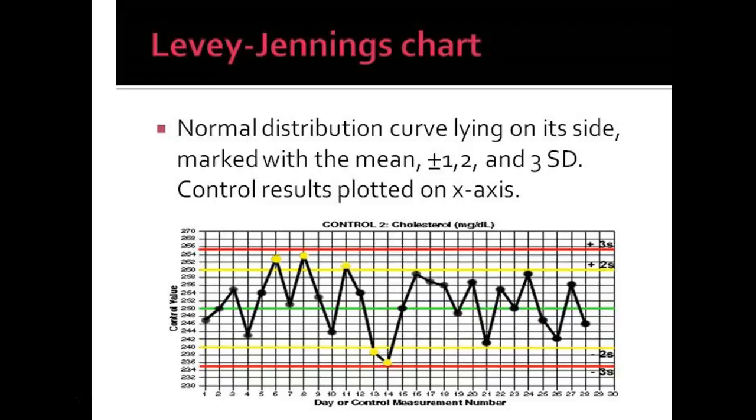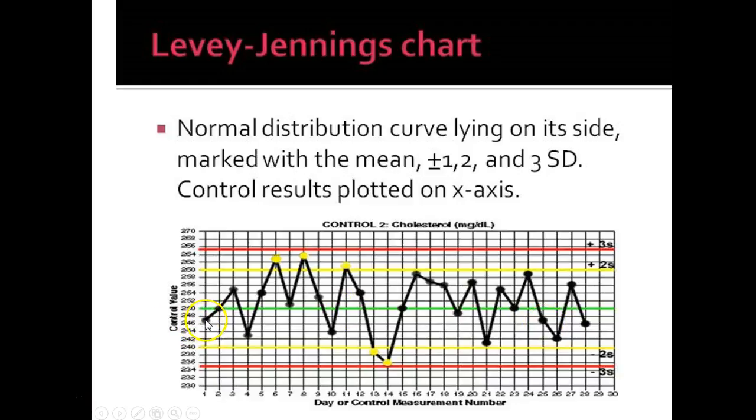So when we look at this, the green line going through the middle looks like it's 250. That is the mean. The green line's the mean. The yellow line is 2 standard deviations, and the red line is 3 standard deviations. There would be a 1 standard deviation right in the middle here. But we want to keep our QC between -2 and +2 standard deviations. When we go out of that range, that's when we have to stop and not report our patient results.